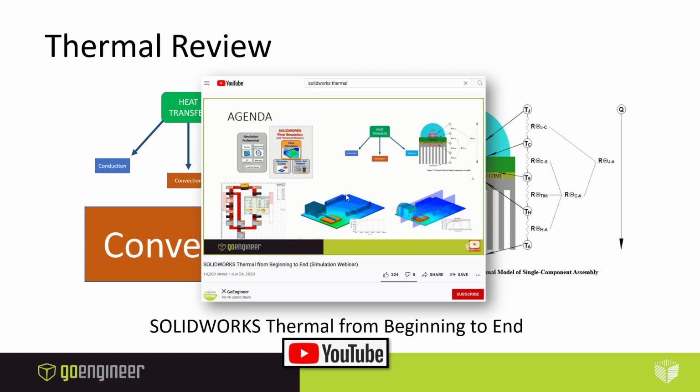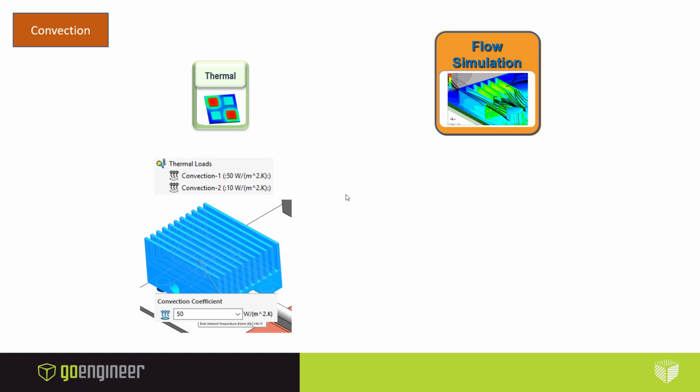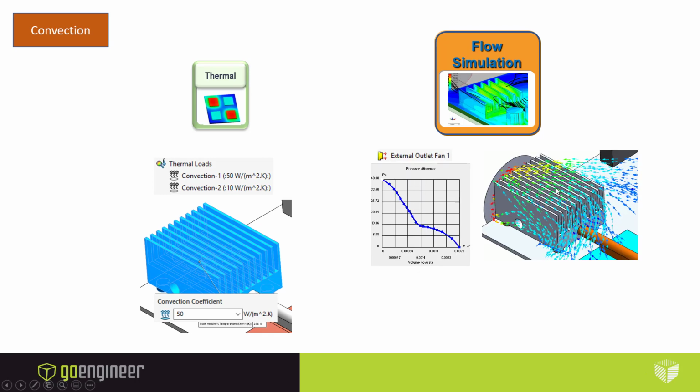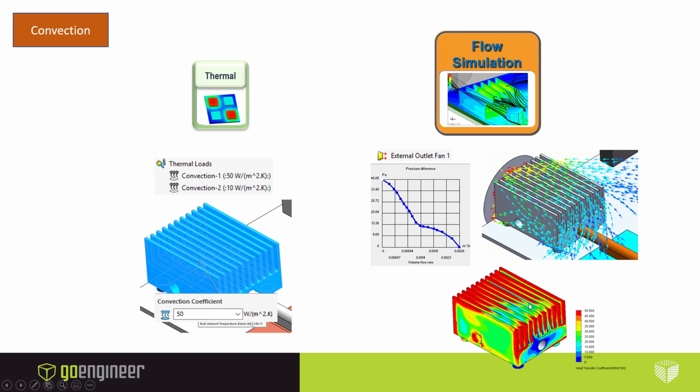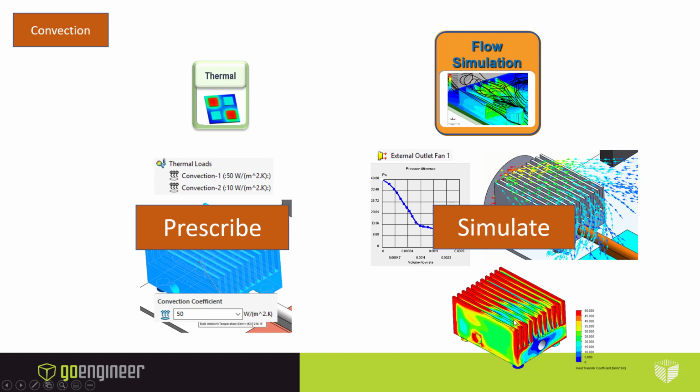One of the big topics in this webinar is convection. Just to do a quick review of some of the key differences you're going to see: when we use the thermal analysis tool baked into Simulation Professional, we have to prescribe convection coefficients. In Flow Simulation, we actually apply fan curves, see airflow, and with this we can simulate the convection. So in SimPro, we prescribe them. We have to take a guess that maybe the convection coefficient might be around 50 on these surfaces, whereas in Flow Simulation, we actually simulate those convections.